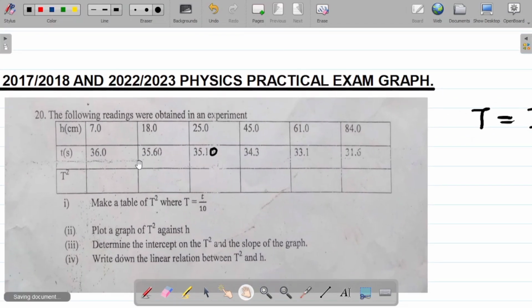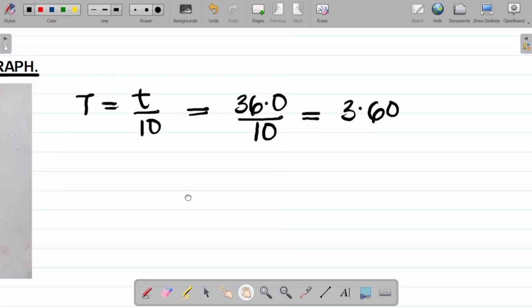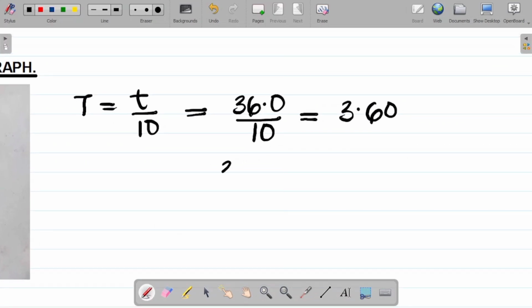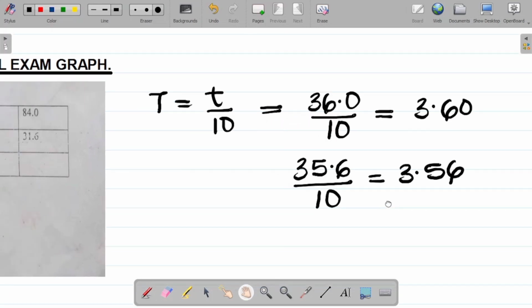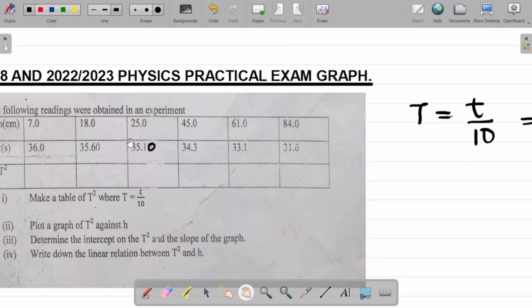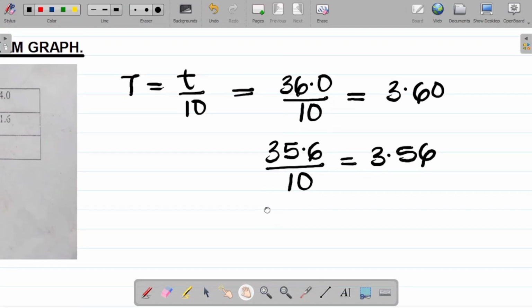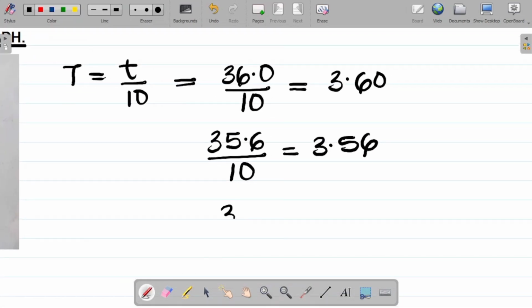Next in there is 35.6. So I'll divide 35.6 by 10. That gives you 3.56. Okay, the next one there is 35.1. So it becomes 35.10 divided by 10, and that gives you 3.51.